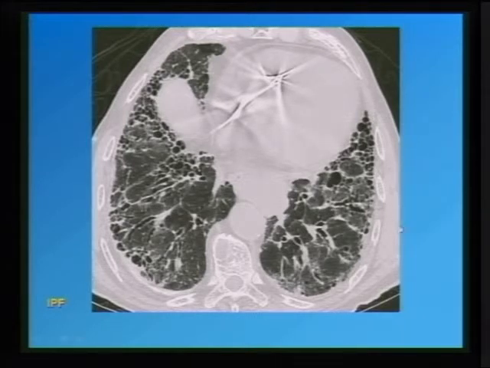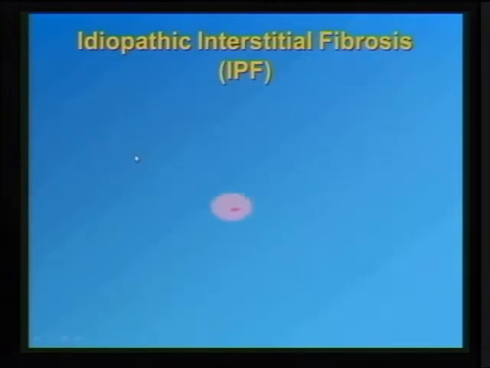And typically it's in the periphery of the lungs, and as you can see, the bottom of the lungs is part of the periphery. So you see these areas of honeycombing, you see the cicatricial bronchiectasis, and you see the distortion of the lung parenchyma.